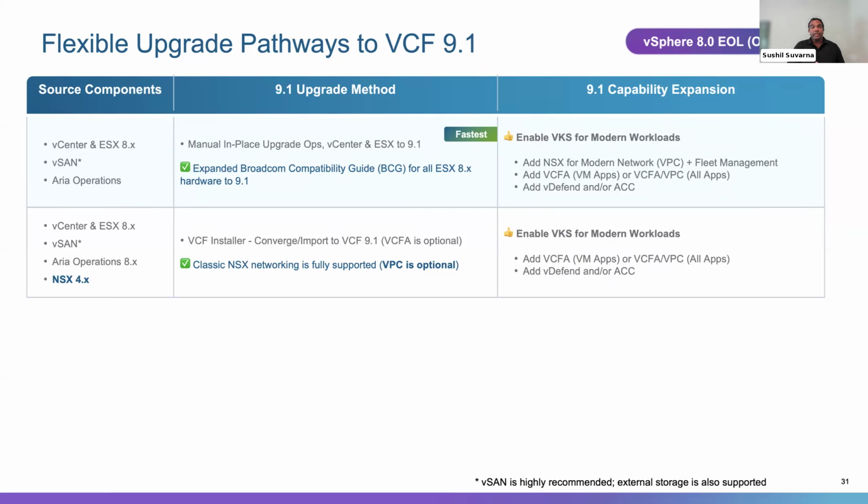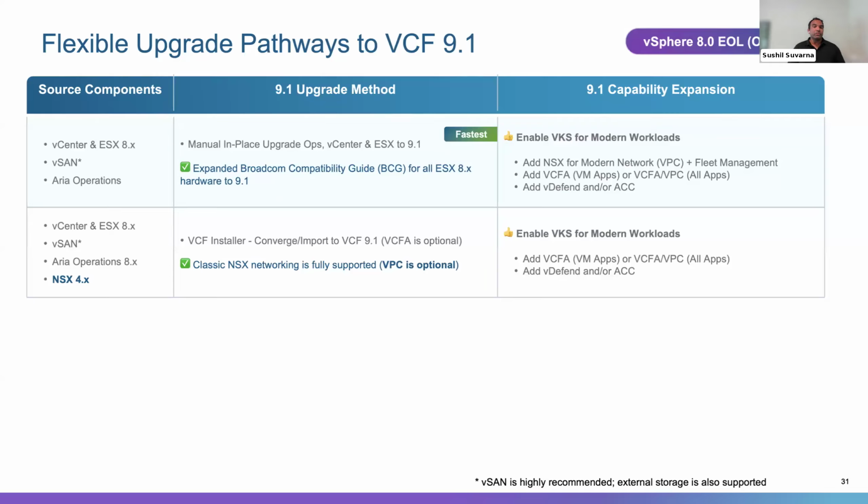The second option is if you have NSX. This is now additive in terms of where we move from one row to another. If you have NSX in your environment, the option for you to upgrade all of these components is to use the installer to do a converge and import to 9.1. VCFA, once again, is there, but it's optional. You don't have to deploy it right away. You can take your time doing that.